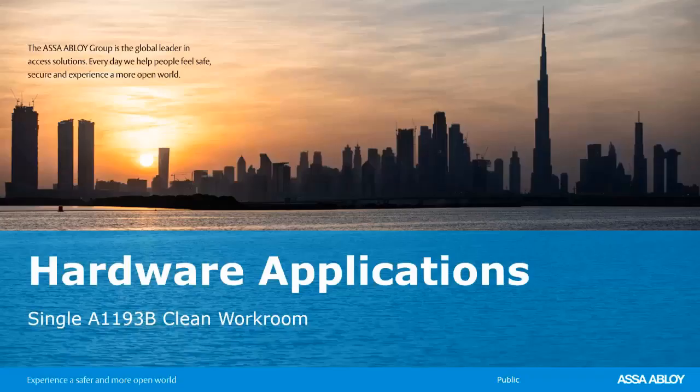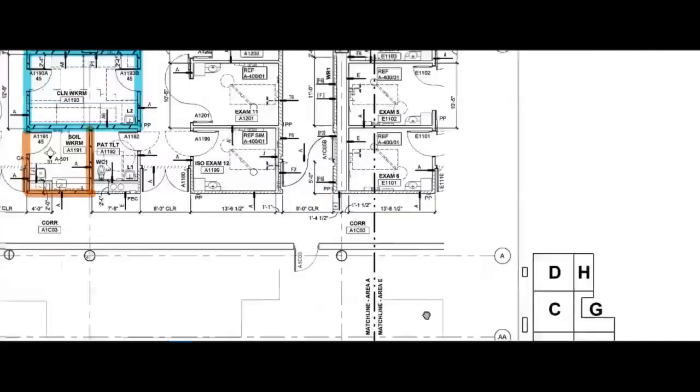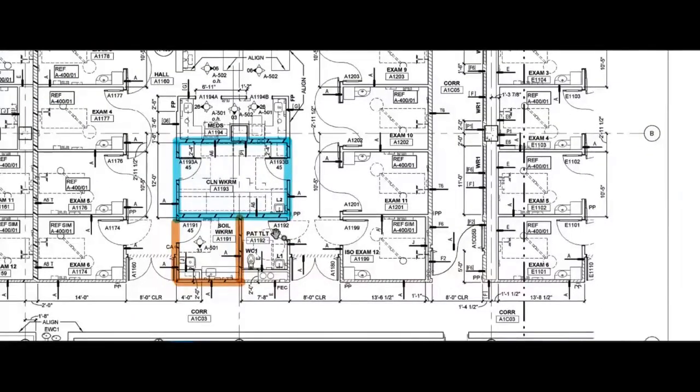So the first one we'll take a look at is a single door, clean workroom. And first we're going to take a look at the plans to see where it's located. For this door opening, we will be looking at a clean workroom on the first floor of an 18-story hospital. It is a high traffic hospital. The key plan shows us that the door is located within area A, and so you can see where it is in relation to the rest of the building. This is the clean workroom.